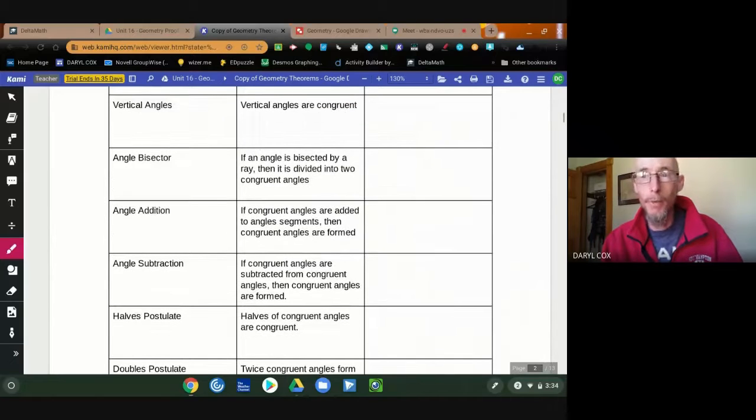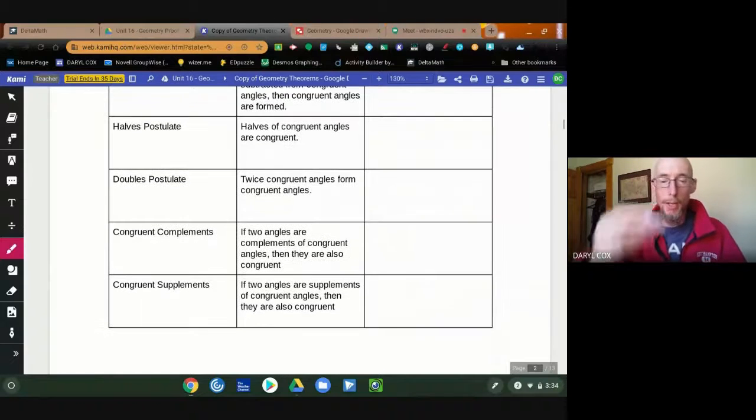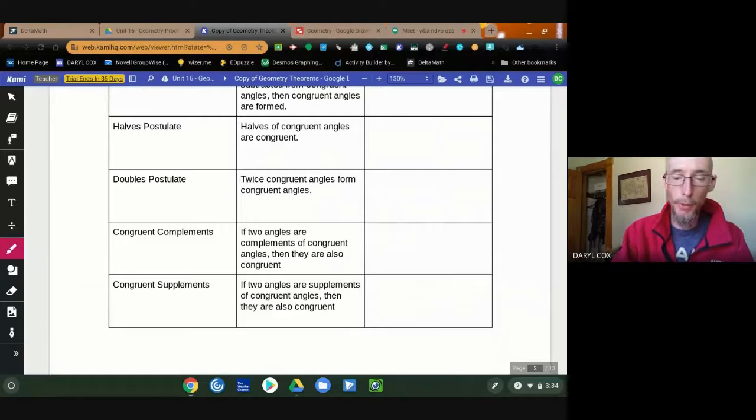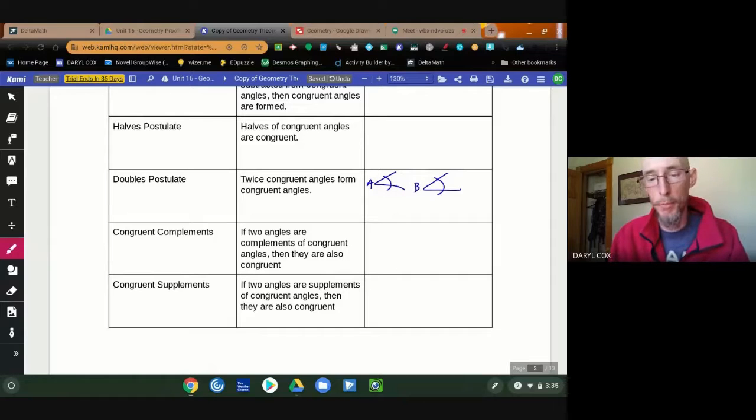A lot of these are pretty straightforward. Here, I'll take another random one. How about the doubles postulate? Twice of congruent angles form congruent angles. So let's draw. There's no one way to do these pictures. So let's say I draw congruent angles. So I have that angle A and that angle B. Those are congruent angles. I marked them congruent.